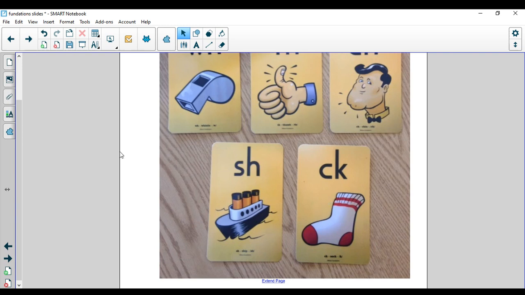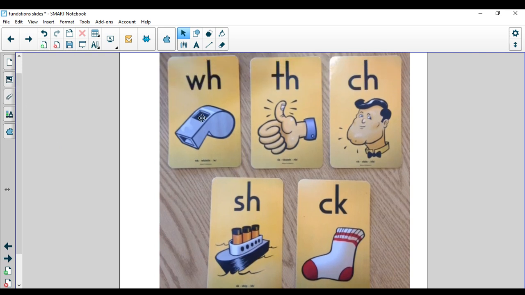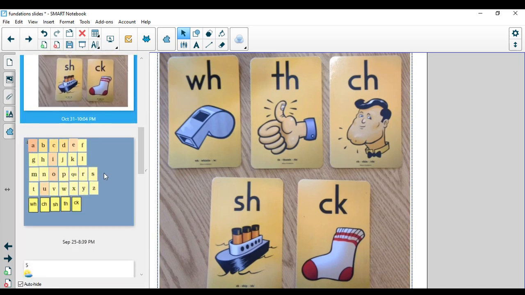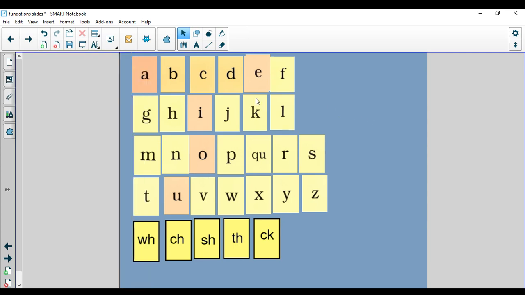CK sock k. Let's say all of them together one more time. WH whistle w. TH thumb th. CH chin ch. SH ship sh. CK sock k. So those sounds today are going to help us as we make some words. So today, when we're making words, a digraph just gets a one finger tap, just like we tap other sounds, since it only makes one sound.